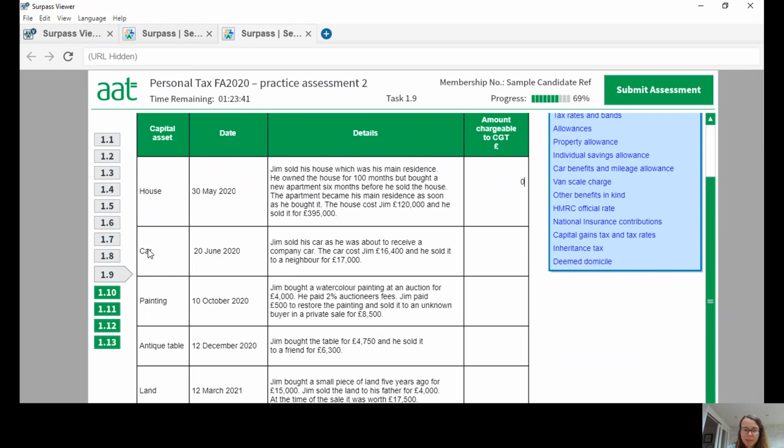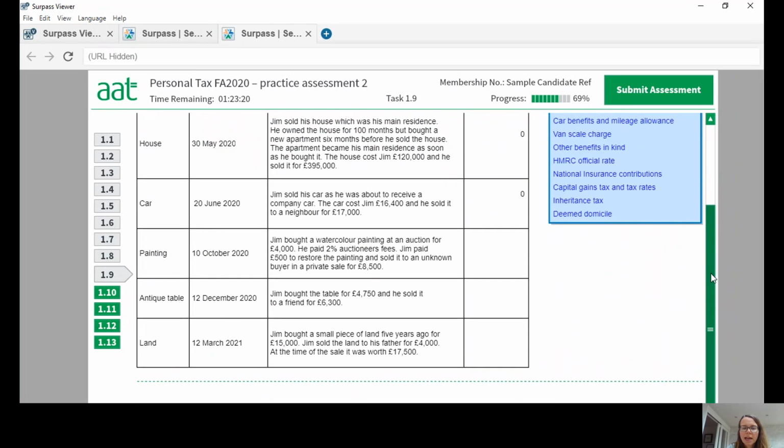Right, next one, car. I almost don't need to read the question because I know that cars are exempt. Jim sold his car, about to receive a company car, and so on. Yeah, it's a car. Even if it was a vintage car, it would still be exempt. Just a car, however, not a vehicle. A car is exempt. Right, painting.